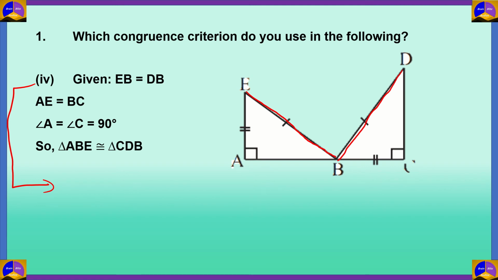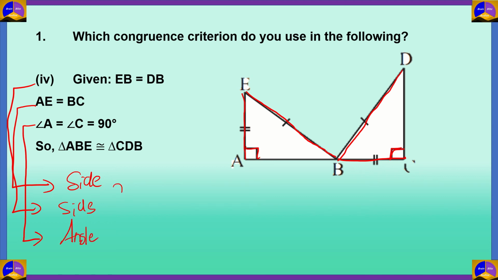Now both of them are sides, so we write them as side. Then we have AE is equal to BC. Both are sides. And then we have angle A is equal to angle C. It's an angle. Now we have to check if the angle is between the sides.